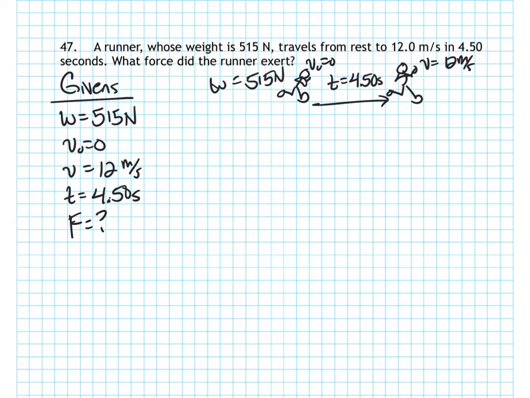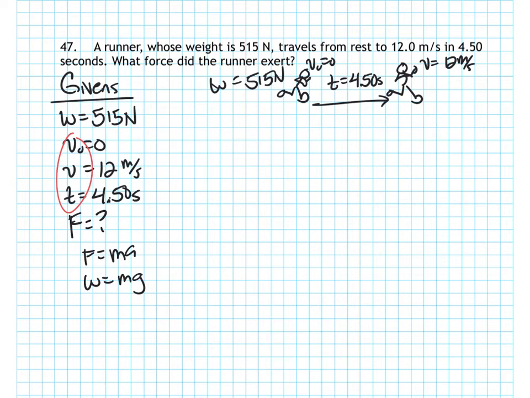If I want to know what the force is, I've got to use Newton's second law. So I'll start with F equals ma. That's great, but I don't know m and I don't know a. But I do know the weight. The weight is mass times gravity, and I can also find the acceleration because I have these kinematics variables, which are very handy. So I'm going to use kinematics to find the acceleration.